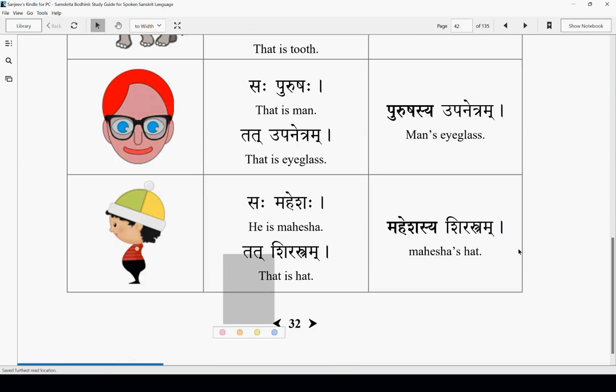Acharya, eka prashna asti. In my mother tongue, there is a word called Shirastranam, which is helmet. Does that word also exist in Sanskrit? And is there a differentiation between a softer material like a hat and a harder material like a helmet?